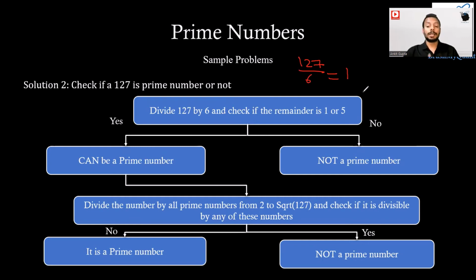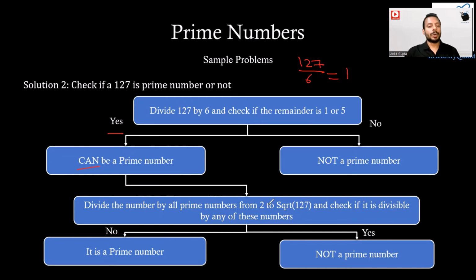Now, since the remainder is 1 or 5, 1 in this case, that means we will come to this part, and 127 can be a prime number. So now we need to divide 127 by all the prime numbers from 2 to square root of 127 and check if 127 is divisible by any of these prime numbers.